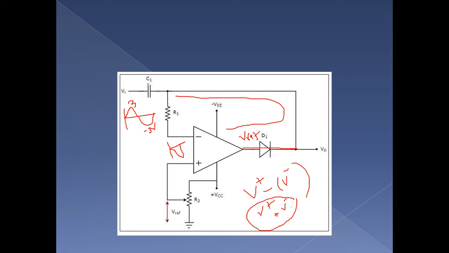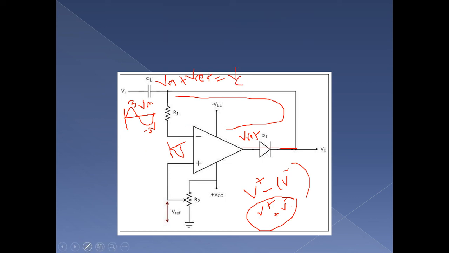Then the capacitor will charge. Assume the input Vi has a maximum of Vm voltage; then the capacitor will be charging to Vm. When there is no input, it will be charging up to V reference. So the capacitor will hold the voltage of Vm plus V reference, that is the capacitor voltage.